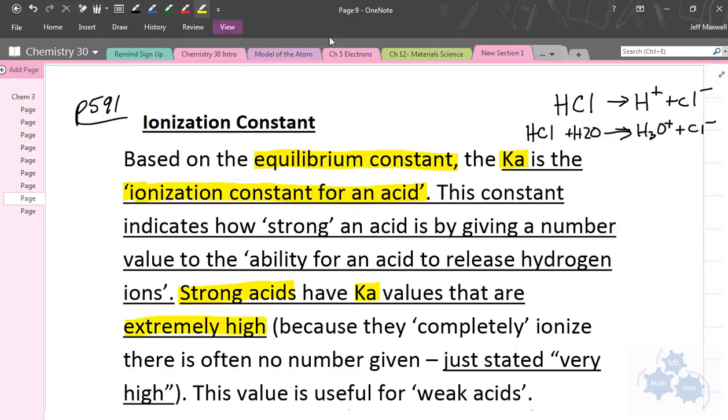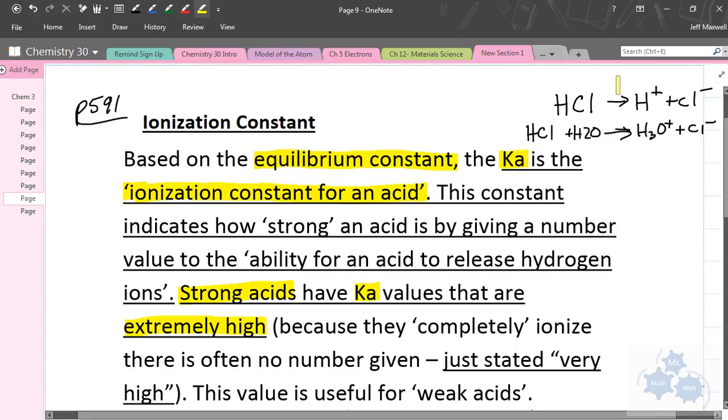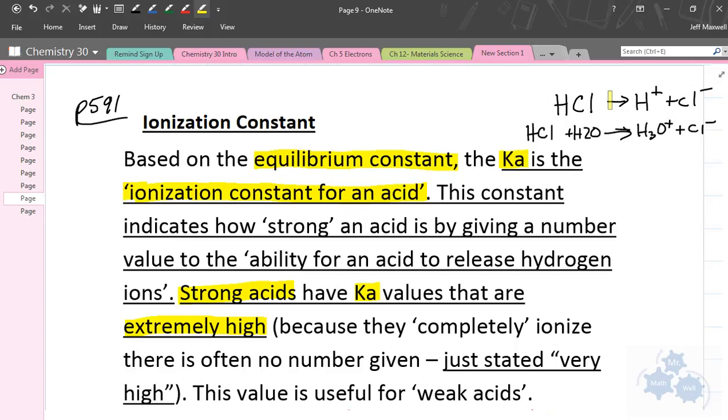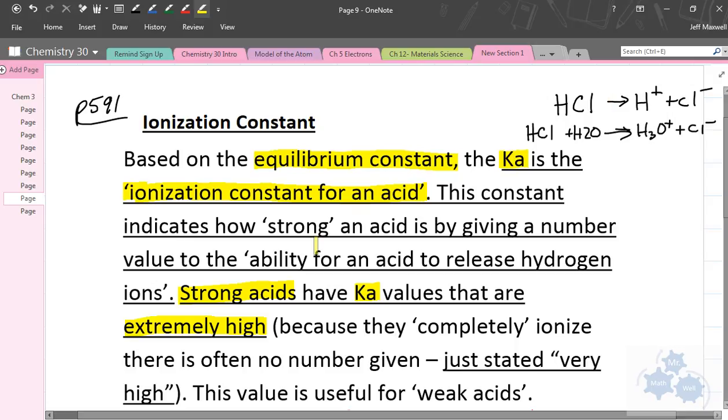And because these acids completely ionize, like really there's no comparison with the amount of ions in solution versus the acid that remains. So oftentimes there's no number given for really, really strong acids like HCl. Because this just goes one way, it completely ionizes because it's so strong. That's what makes it strong. Does it completely ionize or just partially ionize? And so for really strong acids, you'll see that there's no number given. It just says Ka is very high, like extremely high. Okay? So the higher the Ka, the stronger the acid.